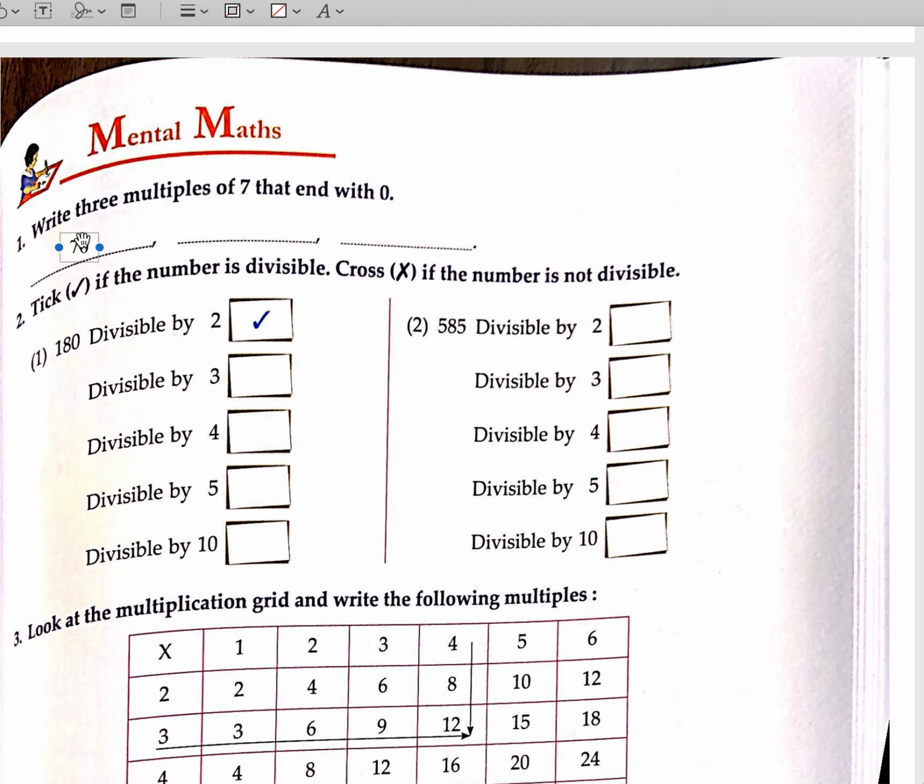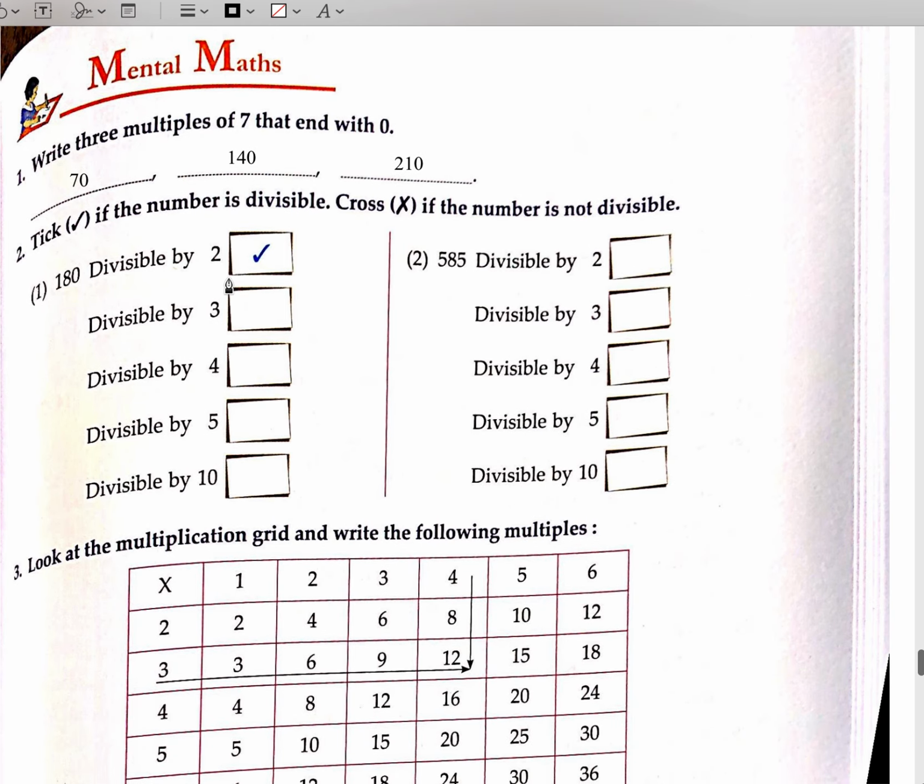Then next would be 140. And the other one can be 210. Tick if the number is divisible and cross if the number is not.